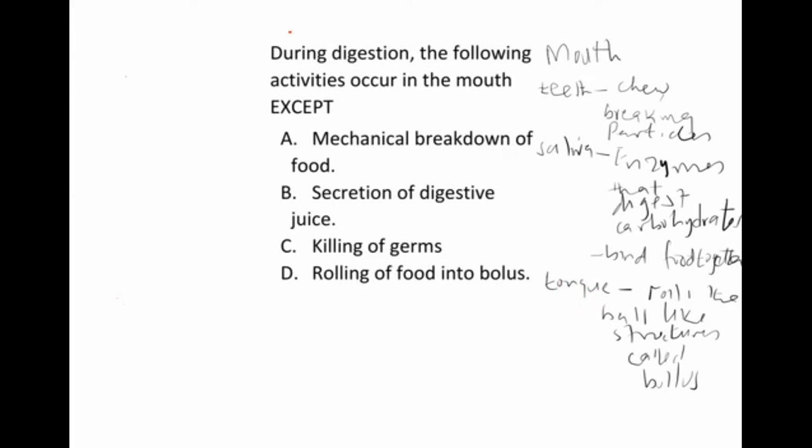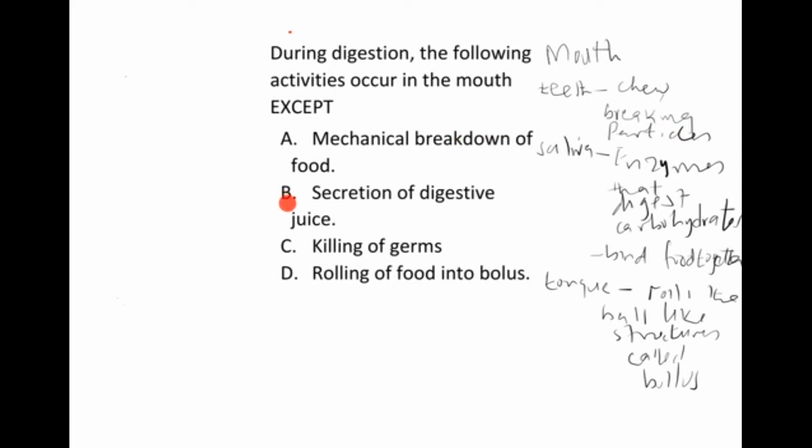So when you go to our answers, before answering we have to reread our question to highlight the key part, which is activities that occur in the mouth except, meaning that 3 of the activities occur but there is one that does not occur. So we are looking for that activity that does not occur in the mouth. A, they are talking about mechanical breaking of food. The mechanical breaking of food is chewing the food and breaking it into small particles that can be swallowed. So that is one of the activities that takes place in the mouth.